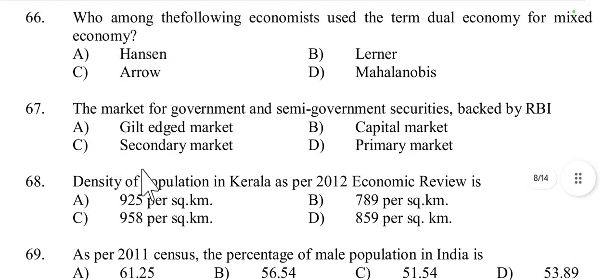Then question number 67. The market for government and semi-government securities backed by RBI is called gilt-edged market, capital market, secondary market or primary market? That is called the gilt-edged market, because the gilt-edged market deals in high-grade government bonds and securities, usually risk-free and often supported by the RBI.